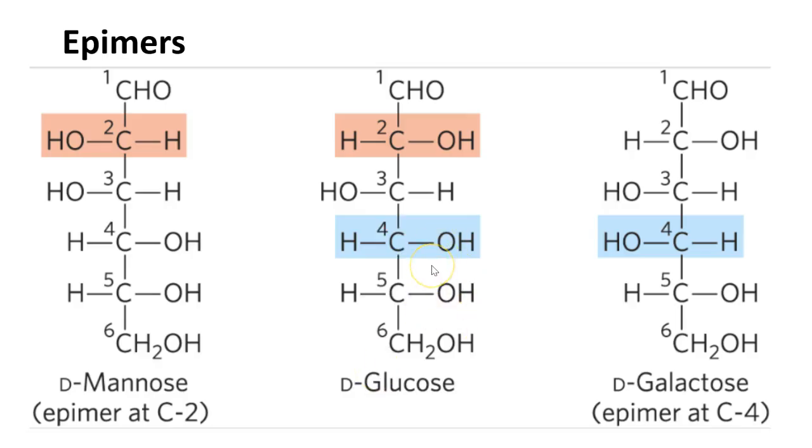And as far as glucose and galactose, you'll see that carbon 4, which is highlighted in blue, is the only difference between these two carbohydrates, where you have an epimer that is formed because this chiral center is different. For this one, the hydroxyl group is on the left side, and for glucose, the hydroxyl group is on the right side.